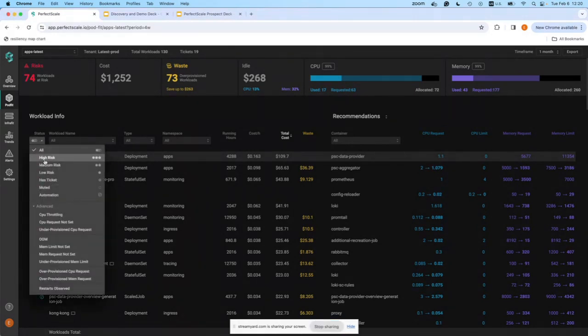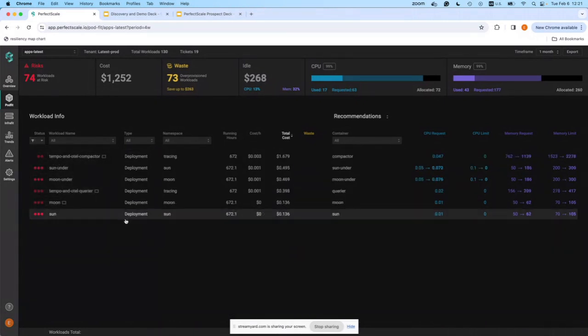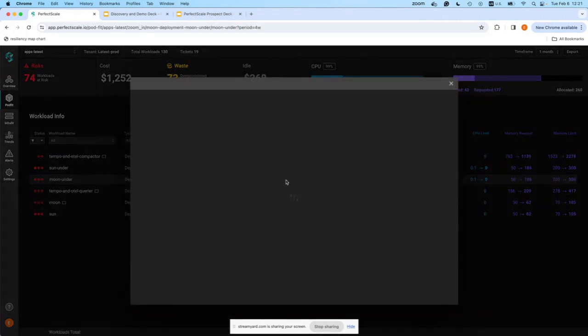All the problems here can be categorized by severity level or by particular indicators. Those indicators are dynamic, meaning that at the moment that you see this OOM, it means that at least one workload is actively having OOM that you need to address right now. Let's see how it looks. And for that, let's focus on this workload. So what do we know about this one?